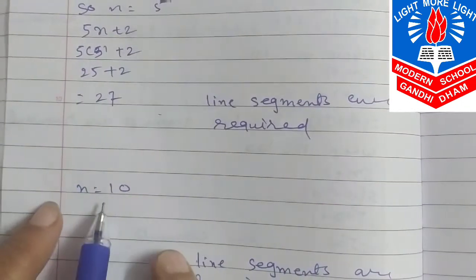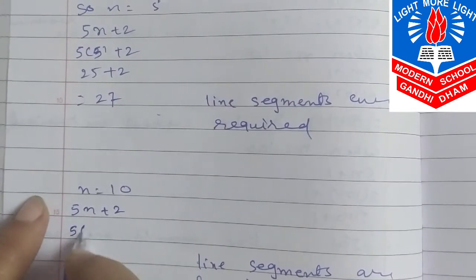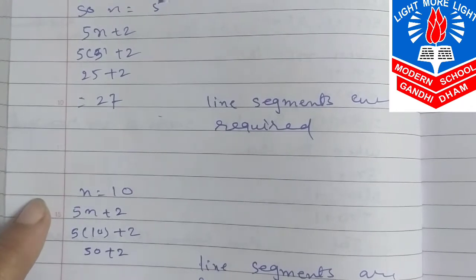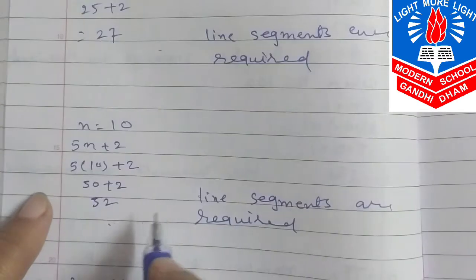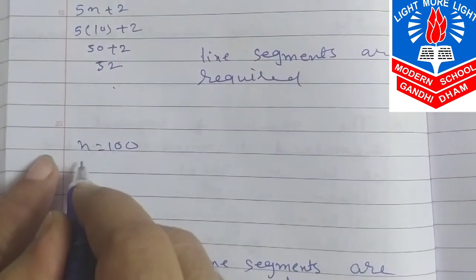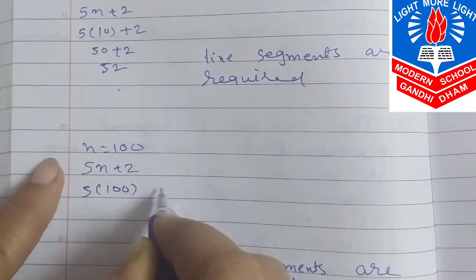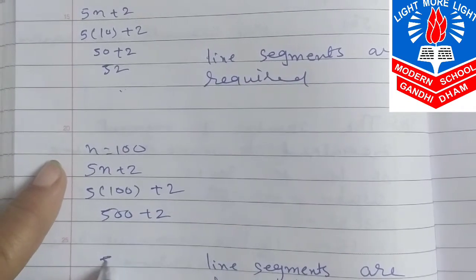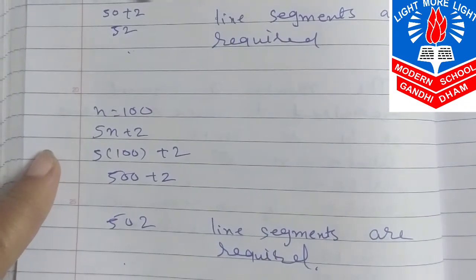Then n is equal to 10. So 5n plus 2, 5 into 10 plus 2, this means 50 plus 2 is equal to 52. 52 line segments are required. When n is equal to 100, so 5n plus 2, in place of n 100, 5 into 100 plus 2, so 500 plus 2 is equal to 502 line segments are required.